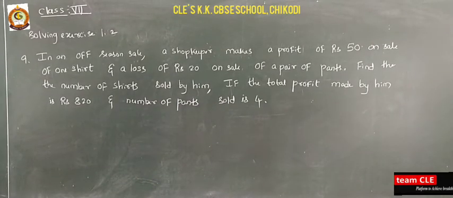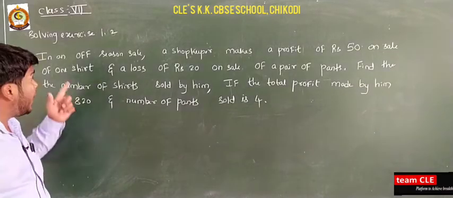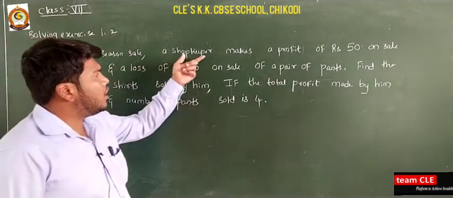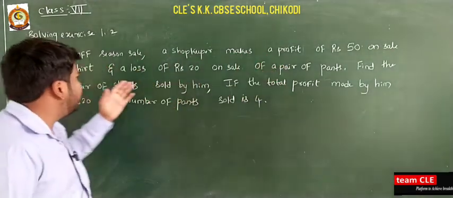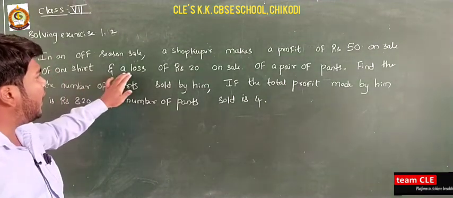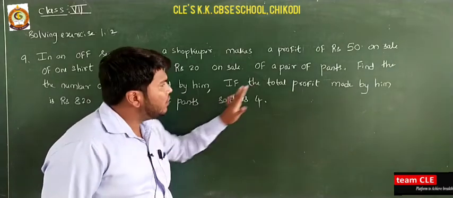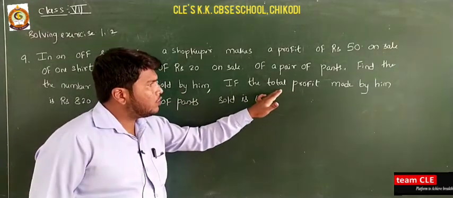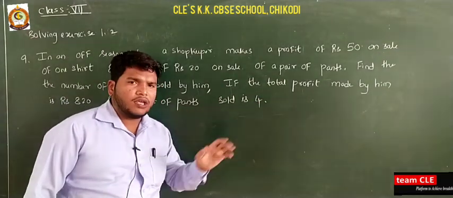Dear students, now comes exercise number 1.2, the 9th question. The 9th question says, in an off-season sale, a shopkeeper makes a profit of rupees 50 on the sale of one shirt and a loss of rupees 20 on the sale of a pair of pants. Find the number of shirts sold by him if the total profit made by him is rupees 820 and the number of pants sold is 4.